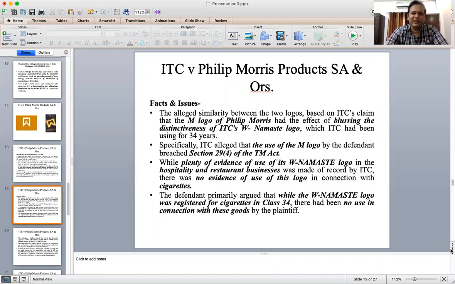So they said that it had the effect of blurring the distinctiveness of ITC's W Namaste logo, which ITC had been using for long years, that is 34 years. Specifically, ITC alleged that the use of the M logo by the defendant breached Section 29 clause 4 of the Trademark Act. There was plenty of evidence of use of its W Namaste logo in hospitality and restaurant business. You must make it very clear: in hospitality and restaurant business, it was used.